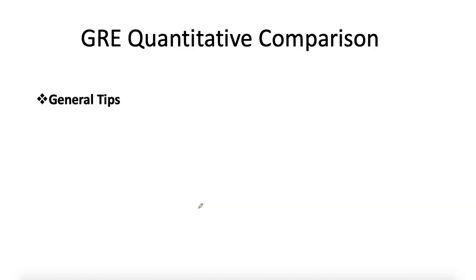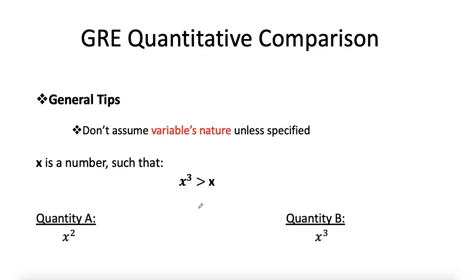The next very important thing: while dealing with a variable, never assume the nature of the variable unless specified. Just like the question we discussed earlier, that x is a number. That doesn't mean that x is a positive number, a negative number, a non-positive, or a non-negative. x could be any number. You need to consider all of the possible cases and see. But in this scenario, there is a bit of a restriction: the possible scenario holds true for the condition that x cube is greater than x.